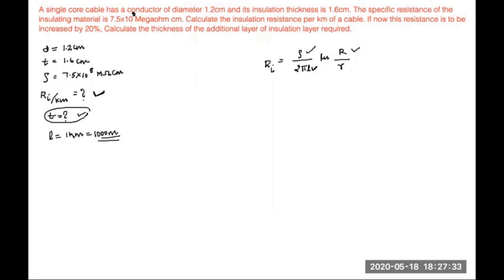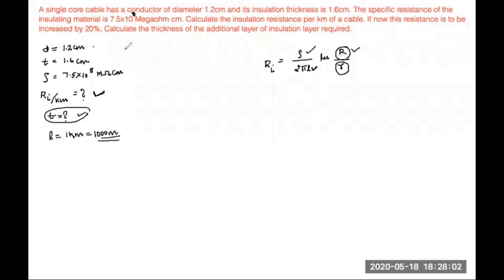Capital R means what? We'll see that now. Small r is the radius of the conductor, and capital R is the radius of the cable. We have to substitute very, very carefully. Now, D is equal to 1.2 centimeter. Let me find out the parameters one by one and keep them ready for my calculation.